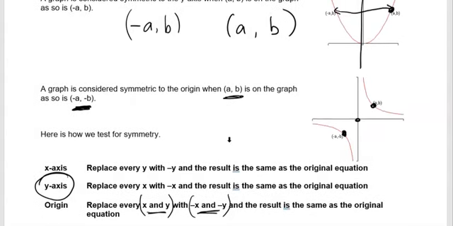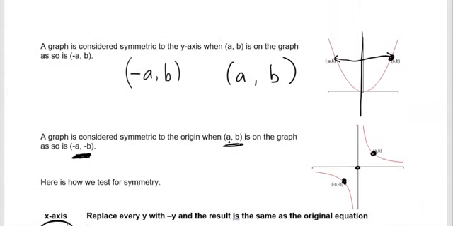Well, let's go back up here. This one's symmetric around the y-axis. How does that make sense if I replace every x with a negative x? Well, the idea here is if this is the point, let's call it (2, 4), right? And if I plugged in negative 2, I get the same output. Okay, so the connection here is what happens with a positive and a negative x, same output.